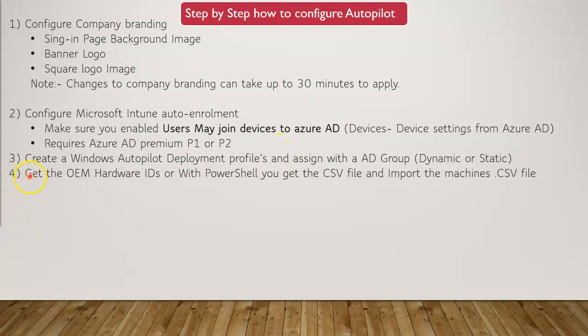What exactly we are trying to learn in this step 4 is that either your OEM hardware vendor will give a file which can be imported into Microsoft Intune, so that the machines will be available and ready for your target. The other option is that you can run some PowerShell commands to get that CSV generated, and then you can target them.